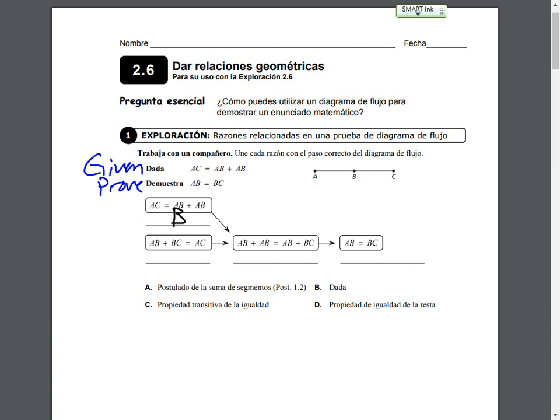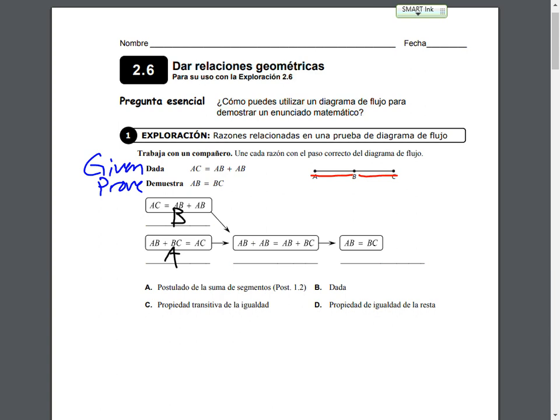Now one below it, AB plus BC equals AC. So what is that saying? It's saying AB plus BC equals AC. That's a postulate. One segment plus another segment equals a full segment. So what do we call that? We call that the segment addition postulate, which is A. Postulado de la suma de segmentos. Look at that, there's Spanish for you.